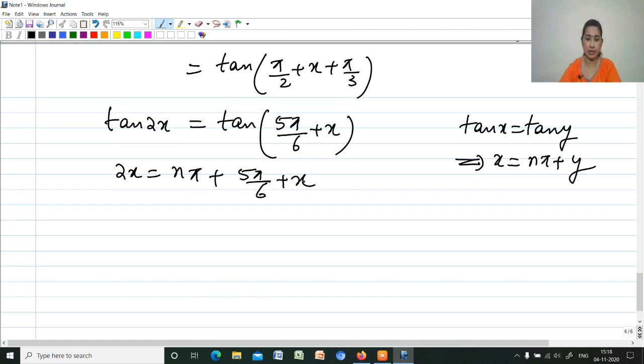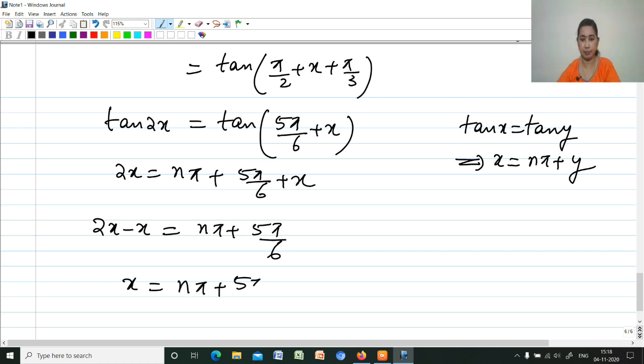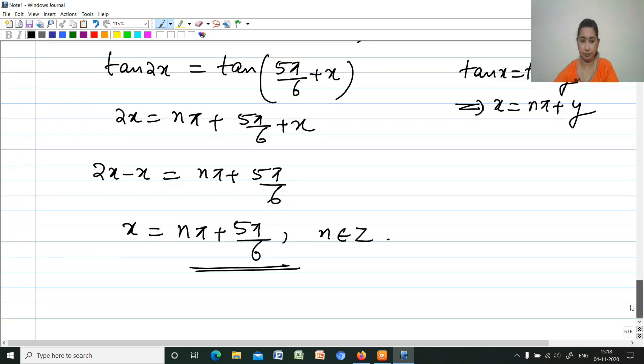Or this x also we can take to the same side. So 2x minus x is equal to n pi plus 5 pi by 6. 2x minus x is x. X is equal to n pi plus 5 pi by 6, where n is an element of Z. So this is the way of finding out the solution. Now next one.